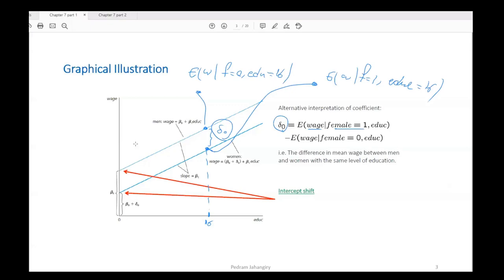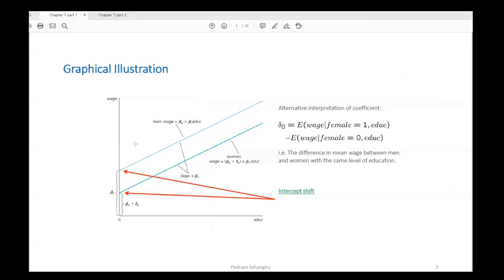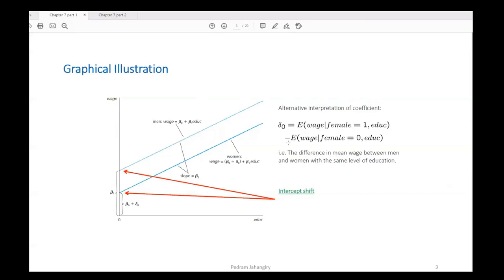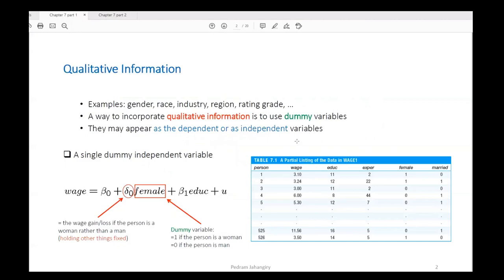If you only have one dummy variable in the model without the interaction term, you are allowing for a shift in intercept. The slope is the same. We call it intercept shift. I don't have it on the next slide, but I'll prove it on this whiteboard for you. You just plug in female 1 or 0 and write down the equation. You see that the only difference between the two models is the intercept, but the slope is the same. So this model allows for intercept shift.